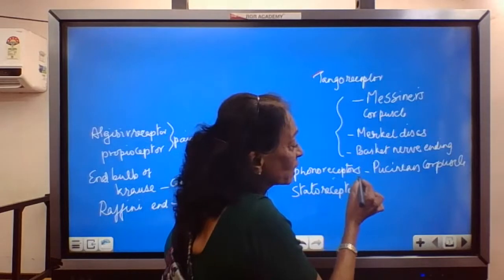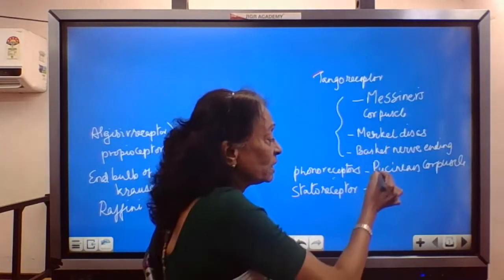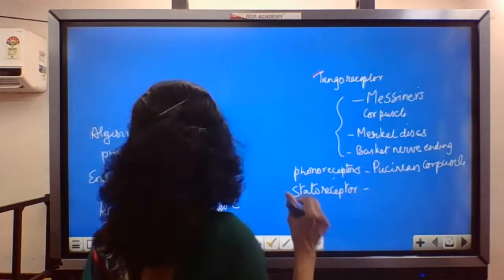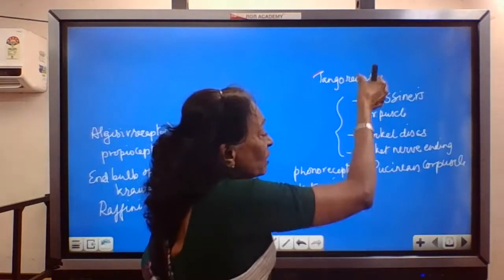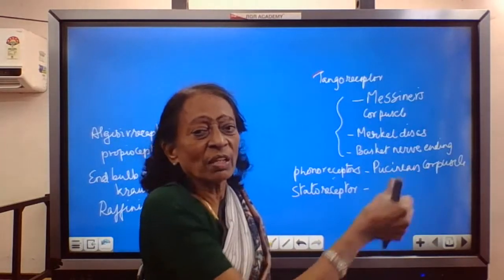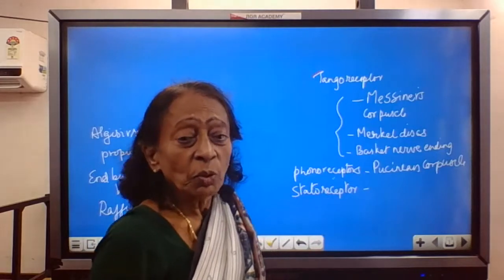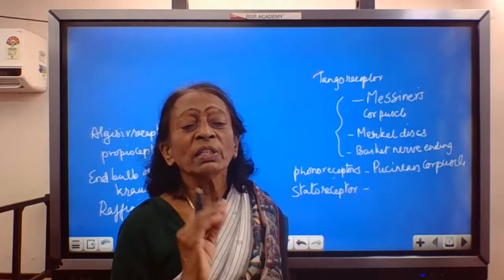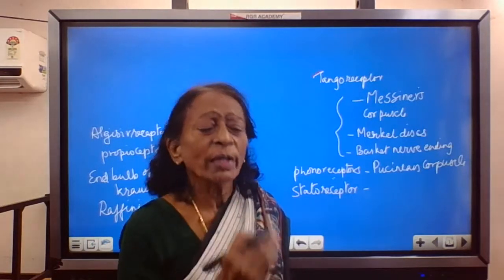The phonoreceptors are Pacinian corpuscles. Pacinian corpuscles help to feel high pressure, heavy pressure. The others are for light pressure; this is a little bit more pressure, heavier pressure. Now, statoreceptors help you to maintain your equilibrium, that is, when you are in movement or acceleration of your body, when you turn the head or move your body.